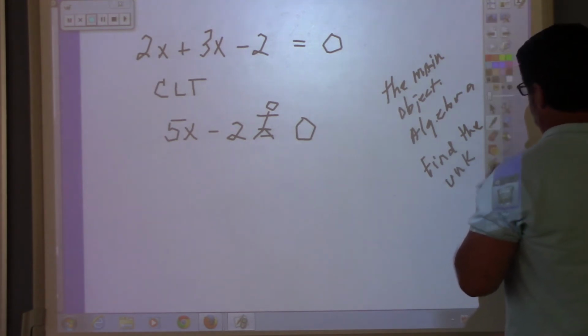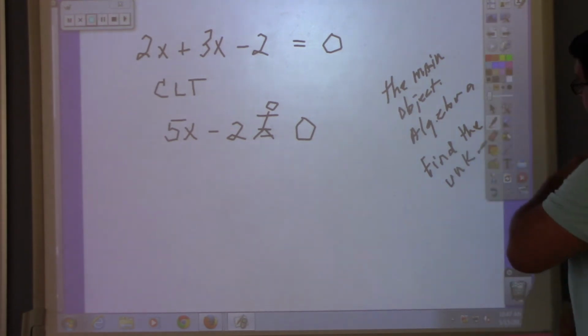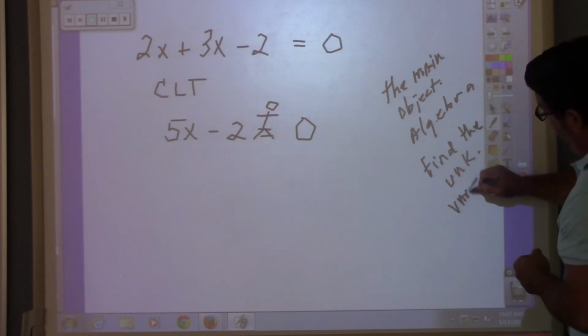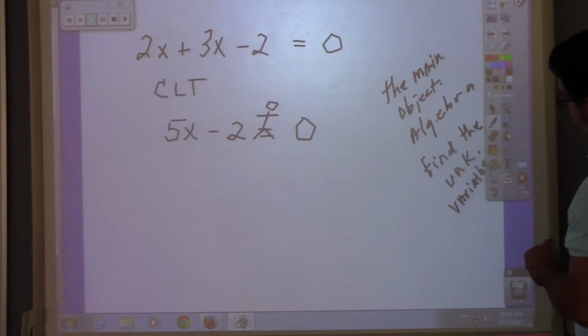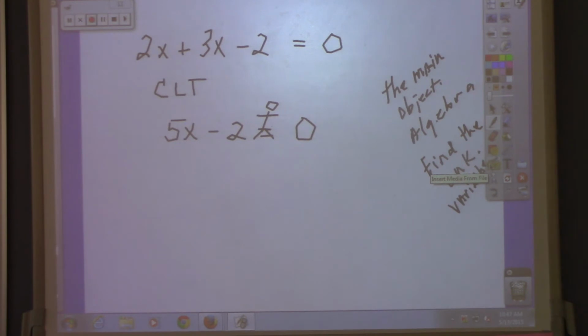I can't spell today. I'm just going to put a period there. Unknown variable. That's the main objective of algebra: to find out what it represents, to find out what it is, to find out what it looks like. Find out what it is, that's finding the solution.